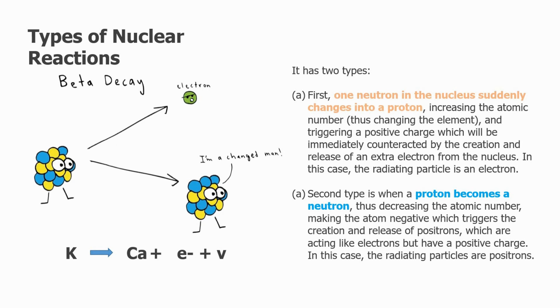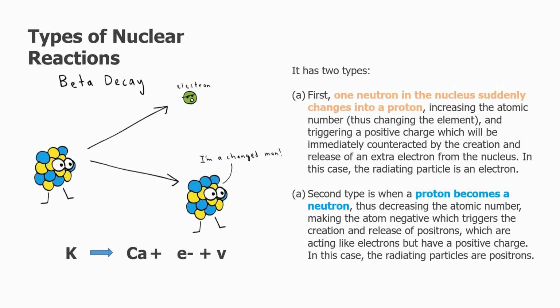Now, the next type of nuclear reaction is beta decay. It has two types. The first type is when one neutron in the nucleus suddenly changes into a proton, increasing the atomic number and thus changing the element, and triggering a positive charge which will be immediately counteracted by the creation and release of an extra electron from the nucleus.